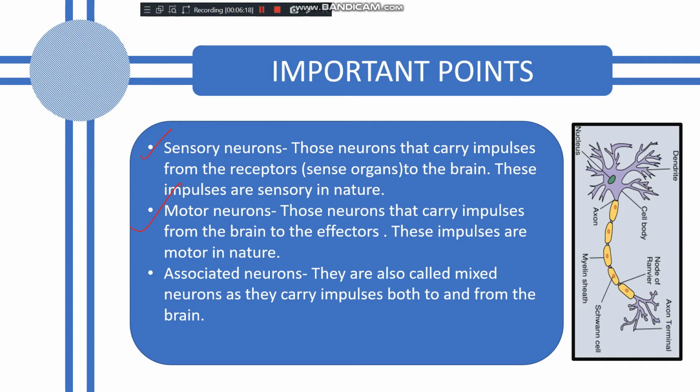motor neuron. The next type of neuron is known as the associated neuron, also called the relay neuron or mixed neuron. As they do both functions, they receive the message and take it to the brain or spinal cord and bring the message again from the brain or spinal cord to another neuron. So on the basis of function, there are three types of neurons: sensory neuron, motor neuron and associated neuron.